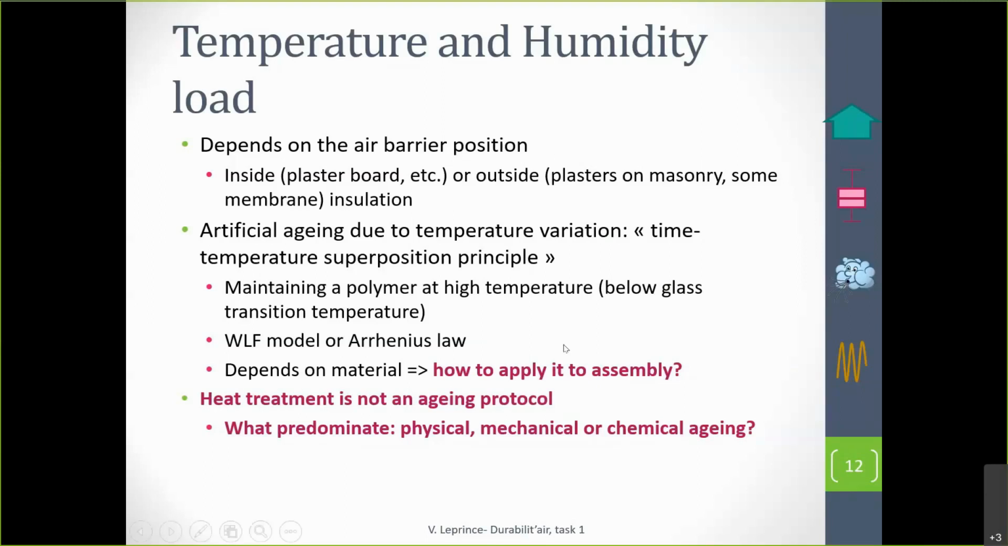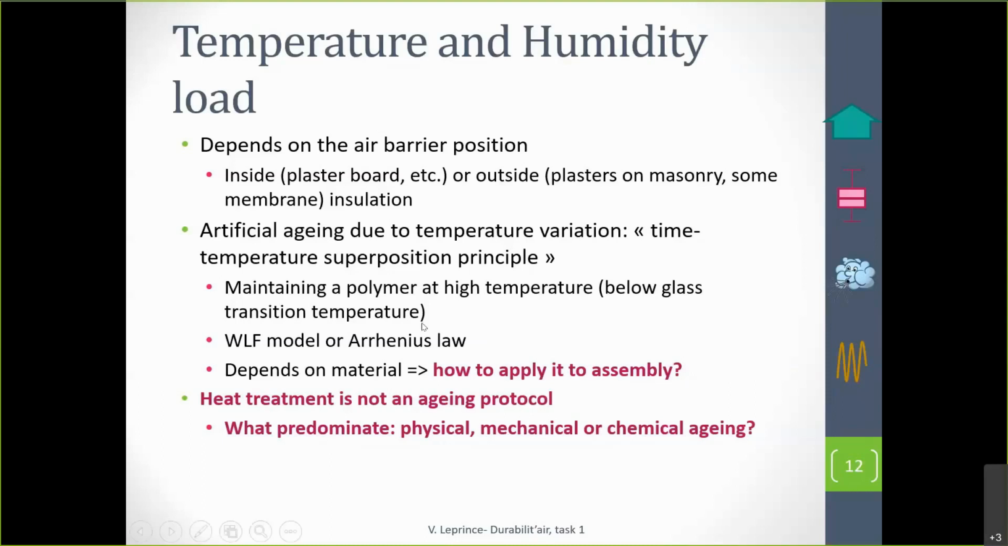Then we tried to look at artificial aging due to temperature variation, and there are some rules that we call the time and temperature superposition principle. The principle is that when you maintain a polymer at a high temperature, which remains below its glass transition temperature, and you use the Arrhenius law or the WLF model, then you can have an equivalent to time aging.